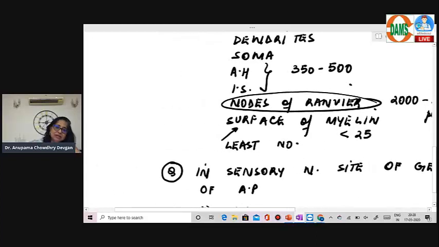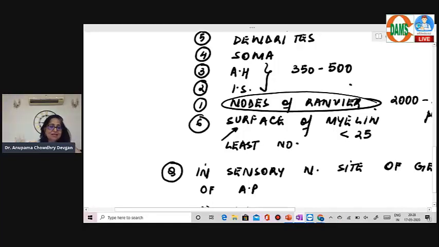So somebody wanted this to be arranged. This is the surface of myelin. From maximum to least, somebody was asking me to arrange them in an order. First is nodes of Ranvier, then initial segment, then axon hillock, then soma, then dendrites, and least will be the surface of myelin.